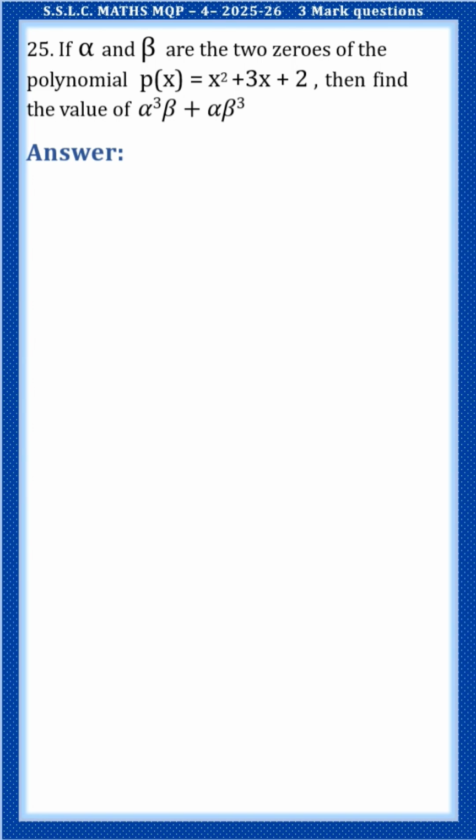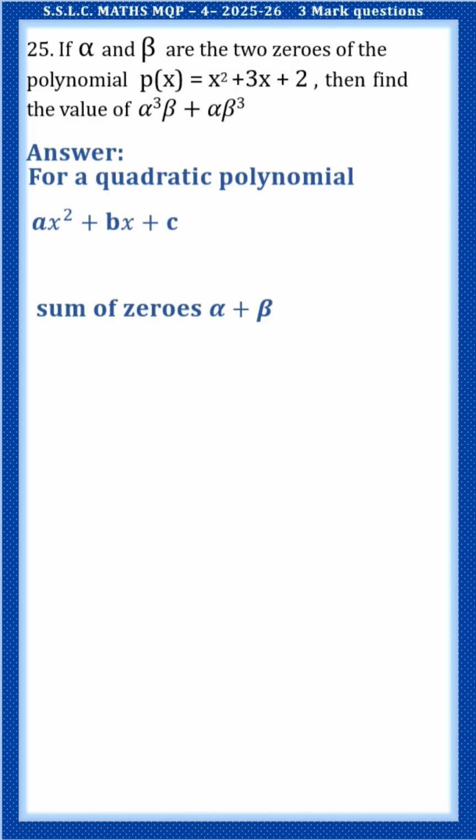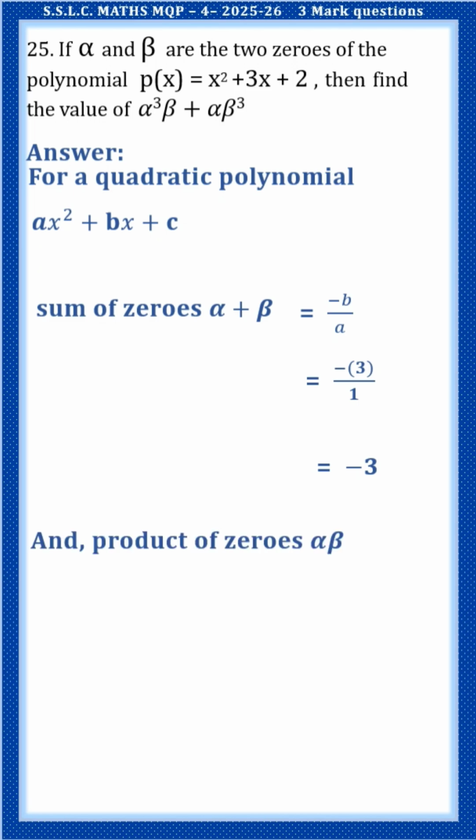We know that for a quadratic polynomial ax square plus bx plus c, the sum of the zeros, that is alpha plus beta, is equal to negative of b by a. Here b is equal to 3, so negative of 3 by 1, which is equal to negative of 3. And the product of zeros, that is alpha into beta, is equal to c by a. Here c is equal to 2, a is equal to 1. So it is equal to 2 by 1, that is equal to 2.